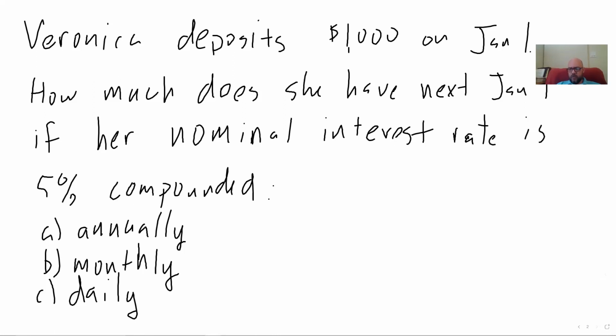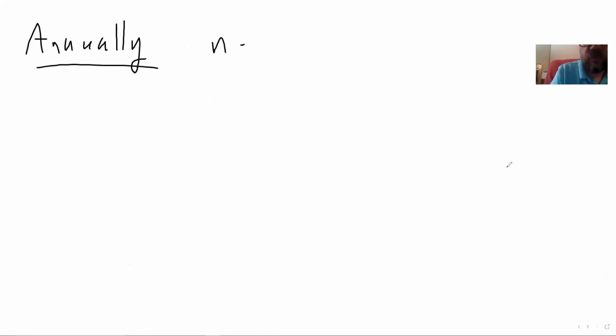After 1 year, assuming the interest is compounded annually, monthly, and daily, each of them at 5%. So let's do annually. Annually means one time. So we have n equals 1.